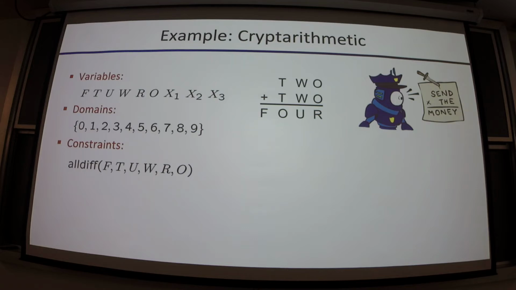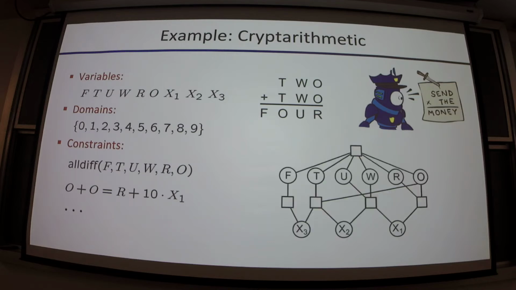But general purpose CSP solvers, most of them, are going to work on constraints that have more than 2 variables, but in this class, for ease of exposition, we're going to mostly talk about binary constraints. Okay, we have these other constraints, right? As I mentioned, O plus O has to equal R plus the carry bit times 10, right? That's how the math works, and so on and so on. Okay, and so we made a constraint graph that looks like this.